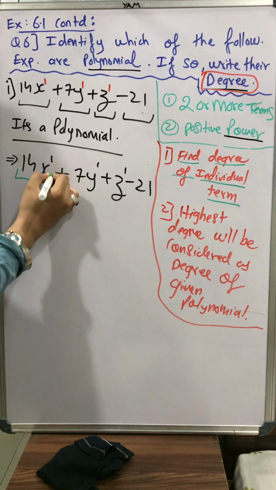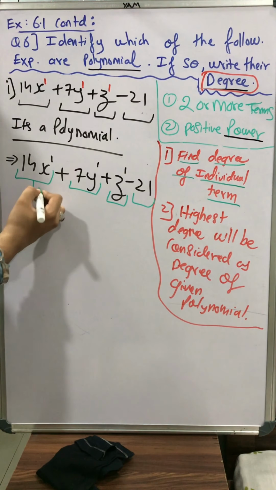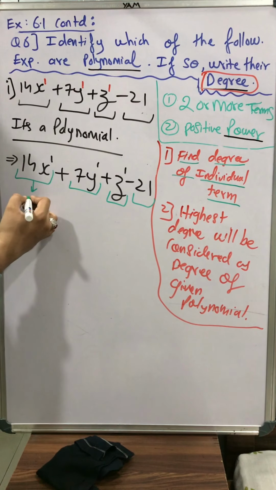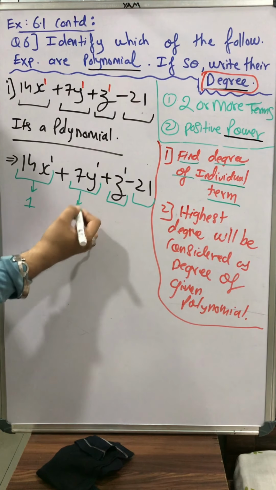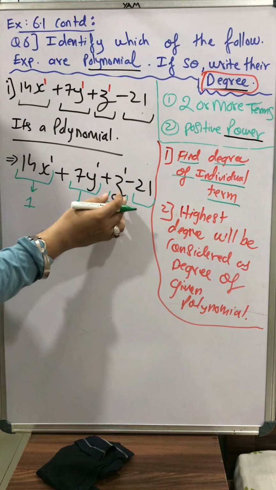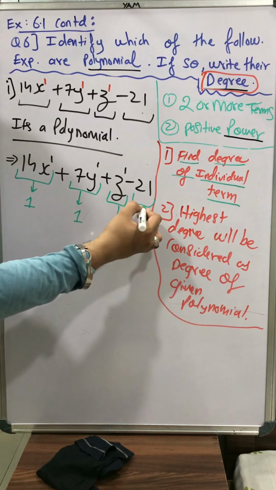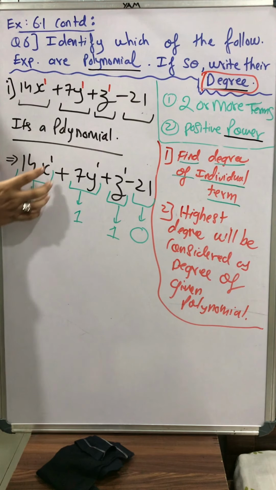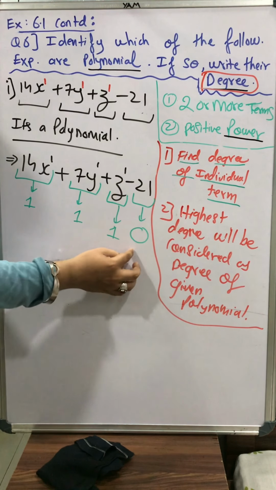Can I say this is my first term, this is my second term, this is my third term, this is my fourth term? Students, the degree of this term, who will give us the degree? The power of the variable. x's power is 1, so here the degree of this is 1. Here the variable is y and its power is 1. So the degree of this term, 7y, is 1. Here it's z and the power is 1. So the degree of this term is 1. Here we have no variables. That means, I told you, the degree is 0. Okay. So we found out the individual degrees. Degree of this term is 1. Degree of this term is 1. Degree of this term is 1. Degree of this term is 0.